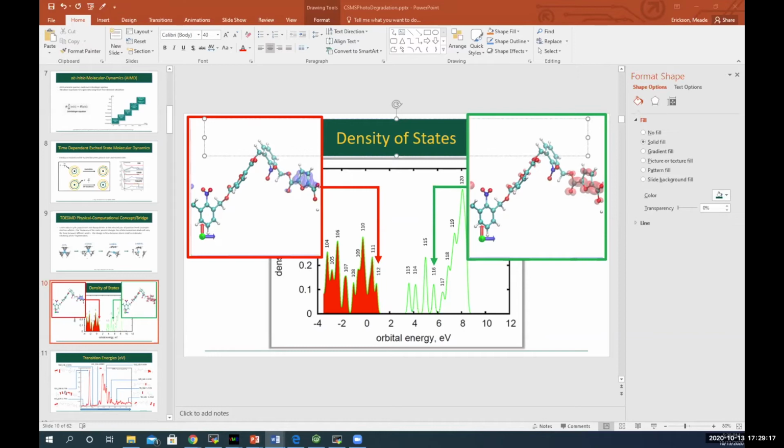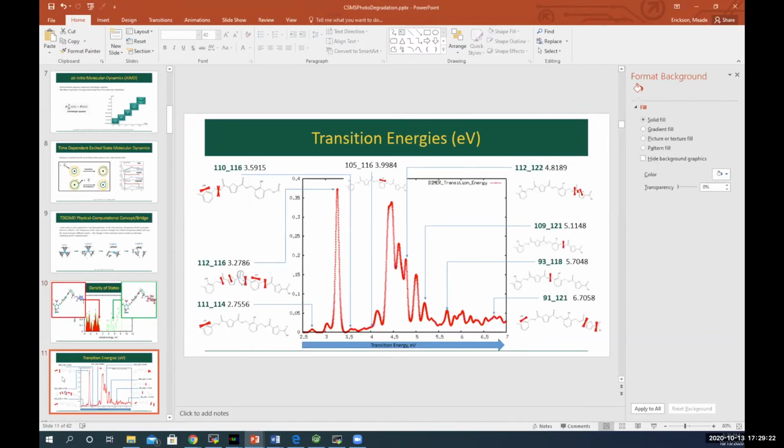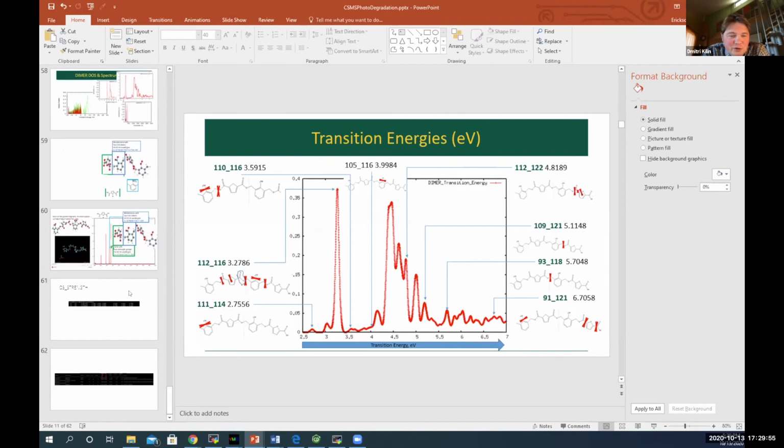Okay, let's go to the next slide. So you have given the title of transition energies. Transition energies is only the x-axis, but what is on the y-axis, and which observable from experiment are you computing here? Yeah, how it relates to experiment, I don't know. I didn't have an intention to confuse you.